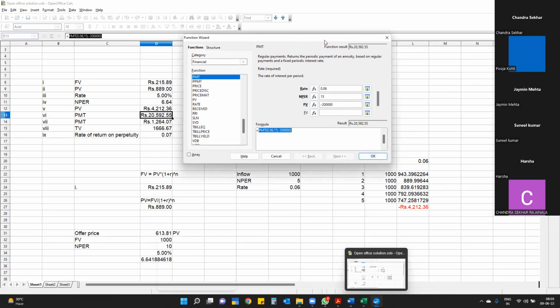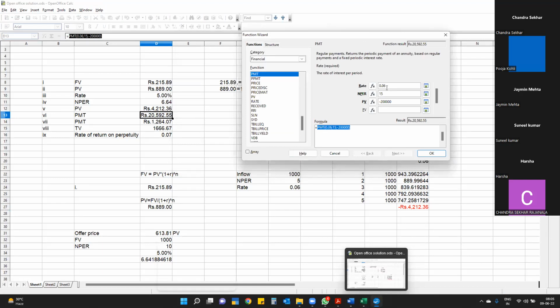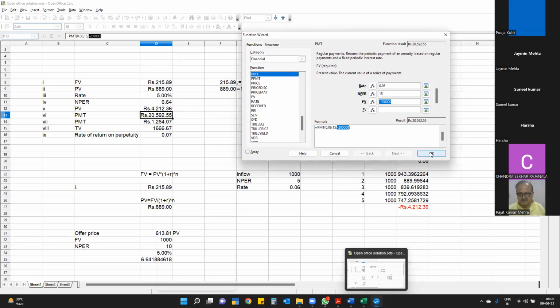PMT. If you see here, the formula is 0.06, that is 6% interest rate, and per is 15, and PV, that amount I have to invest today, is 200,000. So I will get 20,592.55. Is everyone following me? Or am I running fast? No, it's okay. So these are the basic 1 mark questions for the case study.